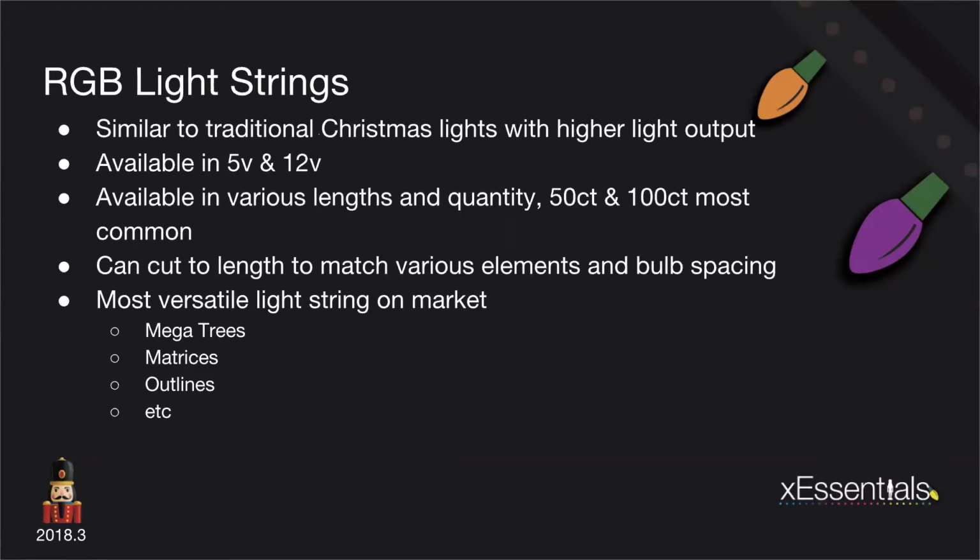RGB lighting is some of the most versatile products on the market today. You see pixel trees, obviously the mega trees, matrices, outlines of a house. For my own display, I use RGBs in everything in my display. I don't have any incandescents, although I think incandescents definitely have their place in every display as well.